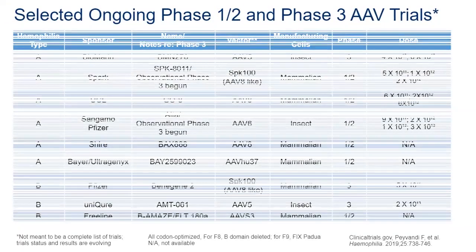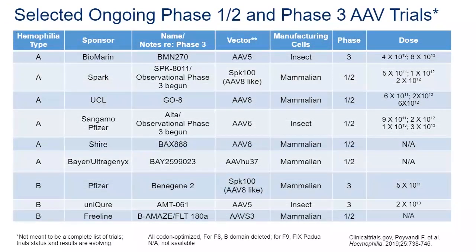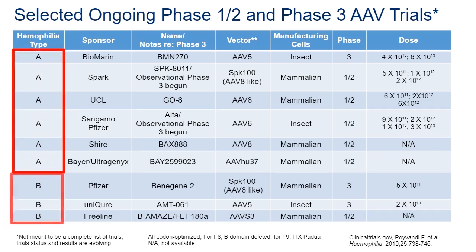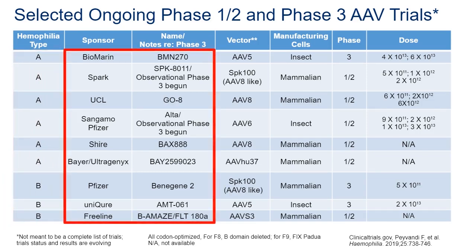So here's a table of selected ongoing phase 1, 2, and phase 3 trials. There may be something left out here. It's not meant to be exhaustive, but to illustrate kind of where the field is. It also is a fast-moving field, and so these by nature can be out of date. Shown first are the hemophilia A, and then the 3 hemophilia B with their sponsors and different names.